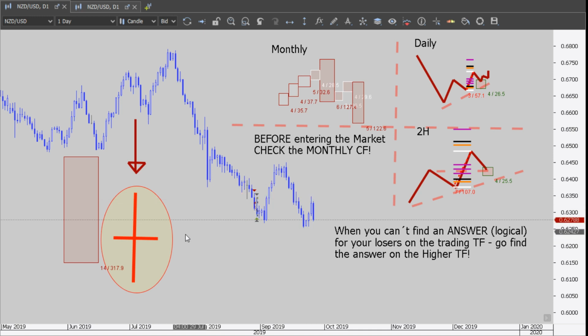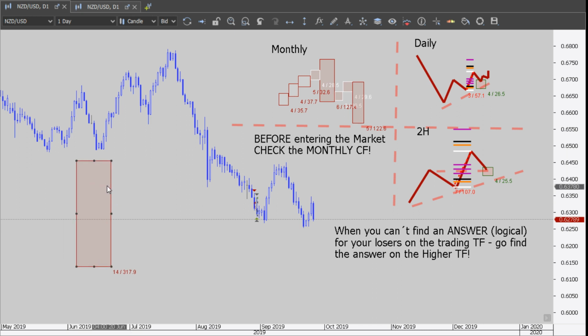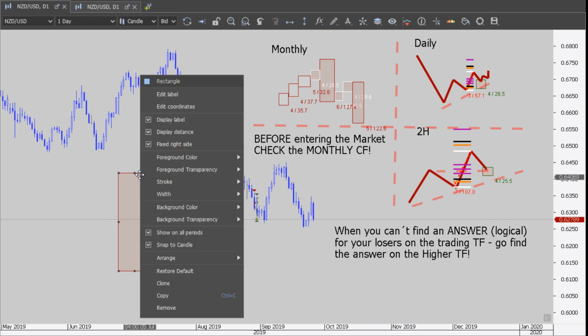Okay, now a difficult one, everybody, listen to this, happens all the time. You have a bearish candlestick formation, or let's change. You have a bullish candlestick formation on the monthly.